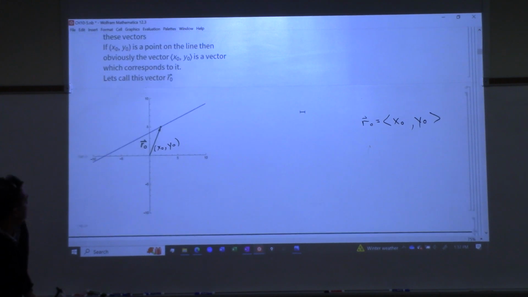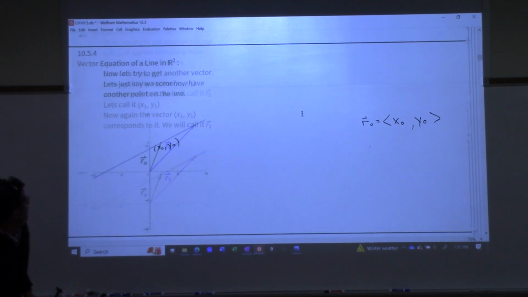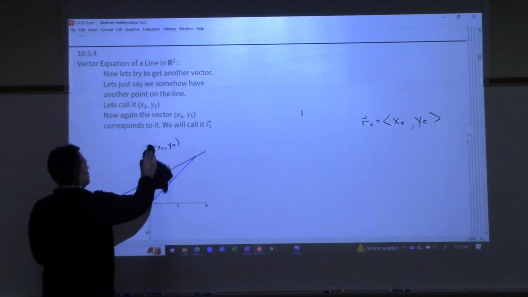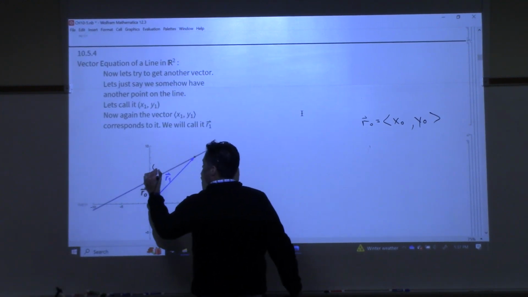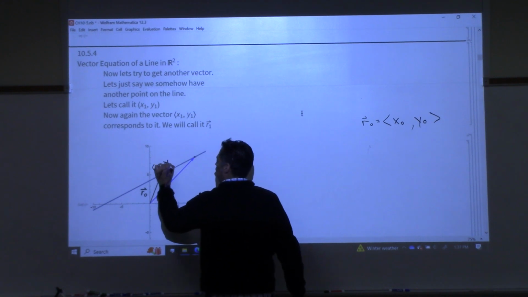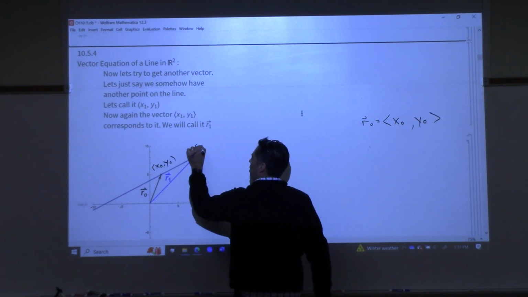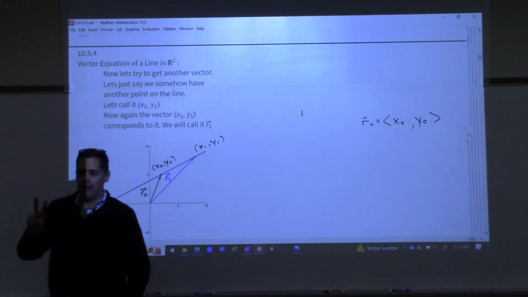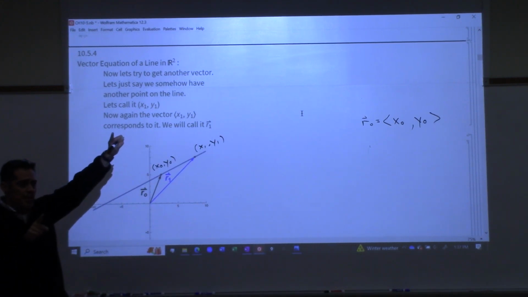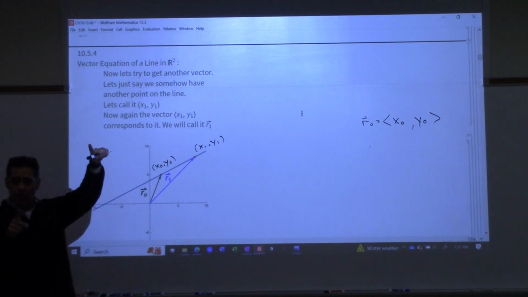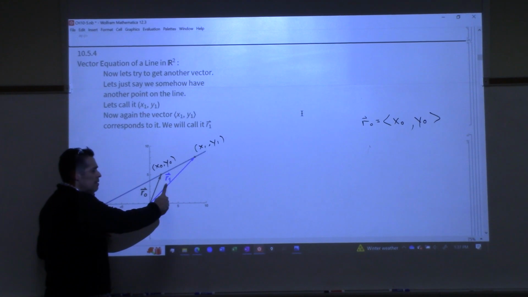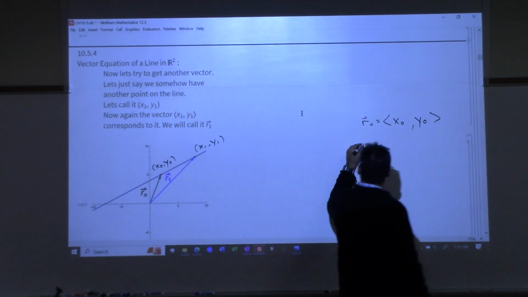Next step. I'm going to take another point on that line. That's our x naught, y naught. Here's another point, x1, y1. That's the second point. I need two points to define a line, so that's got to be given to me, at least two points. So that allows me to define a second vector, doesn't it? Okay, so I'm going to call that r1.